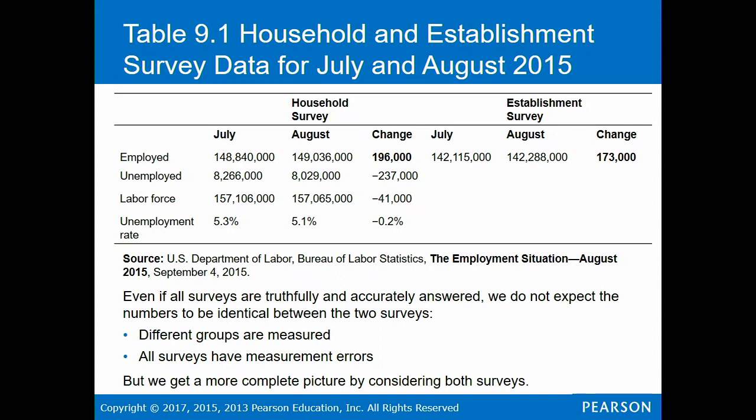Yeah, like it says there, we don't expect the numbers to be identical between the two surveys, even if there's 100% honesty on both sides, because we're looking at different groups. We're not including small firms or new firms, or self-employed people, in the establishment survey, and we're including all of those in the household survey. If we look at both of those, we can get a complete picture. And we can see that even though the numbers themselves are different, the change is pretty much the same.